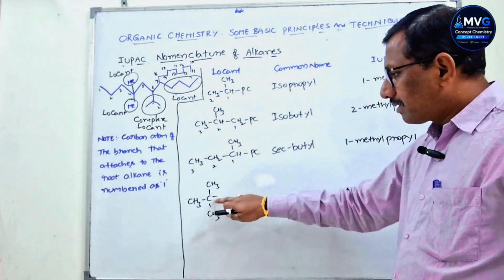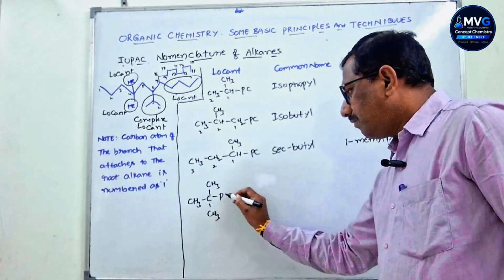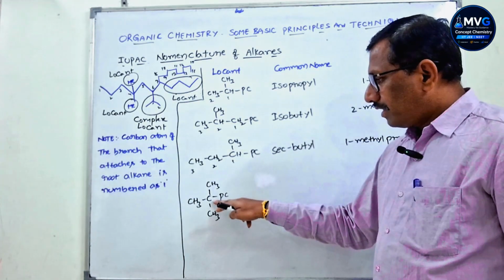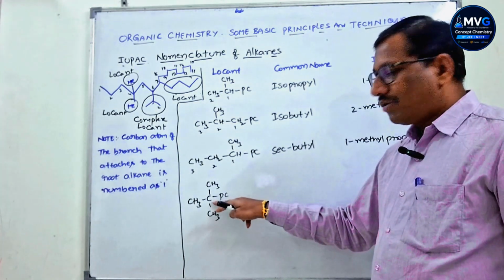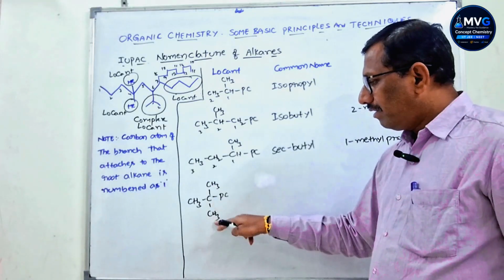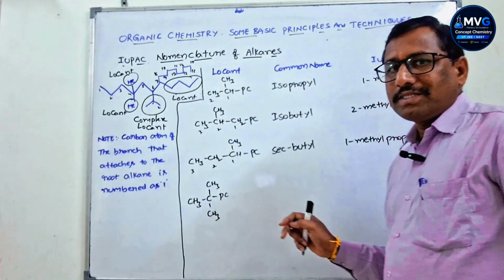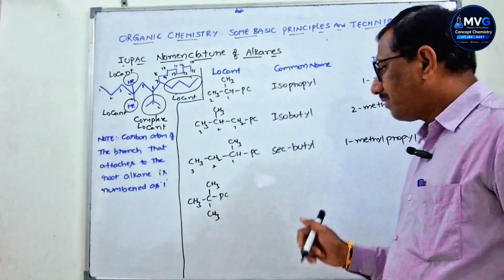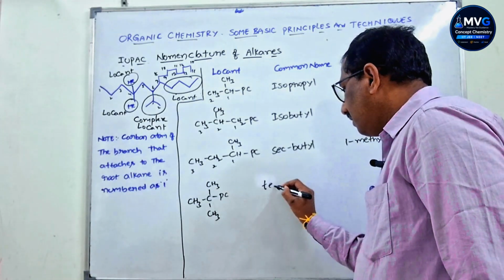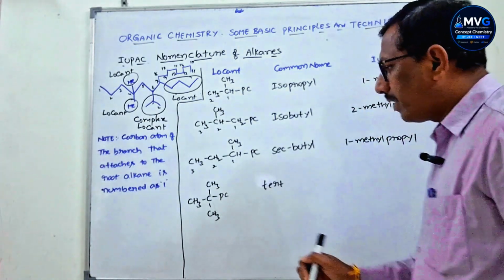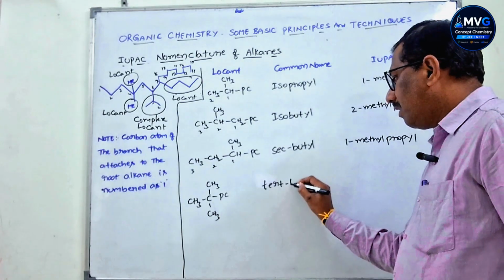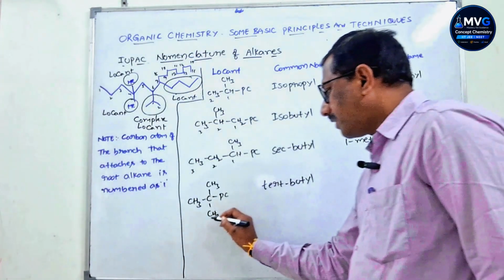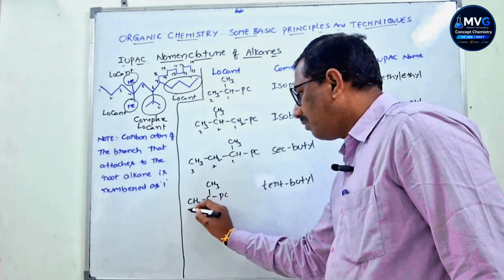Now here, students, this carbon is directly attached with PC, the principal carbon chain. Which is attached to the principal carbon chain, that is having 3 carbons. That's why it is a tertiary carbon. Carbon further connected with 3 carbons. That's why it is the tertiary. Total how many carbons are there, students? 4 are there. Tertiary butyl. Tertiary butyl.